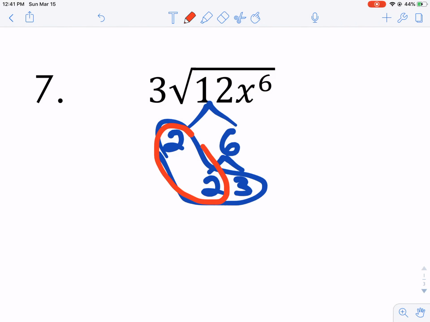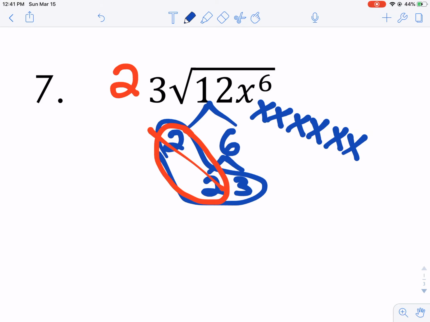Groups of 2. For every group of 2, 1 comes out. So I'm going to put my 2 up here so I don't forget about that 3 that was already there. And I'm going to go do my x's. X to the 6th means I have 6 x's being multiplied together. I want groups of 2. So here's a group of 2, here's a group of 2, here's a group of 2. For every group of 2, 1 comes out.